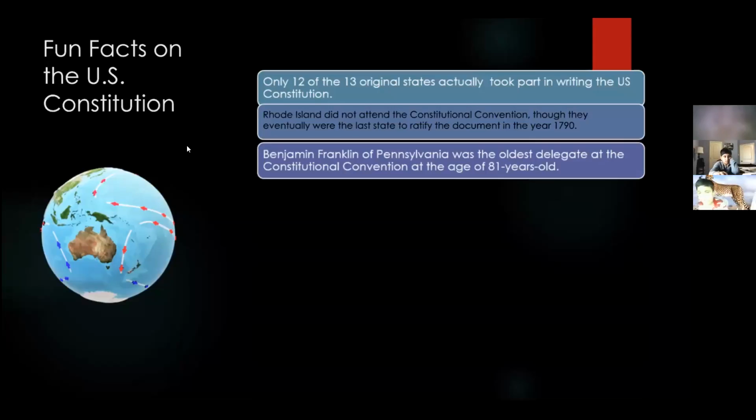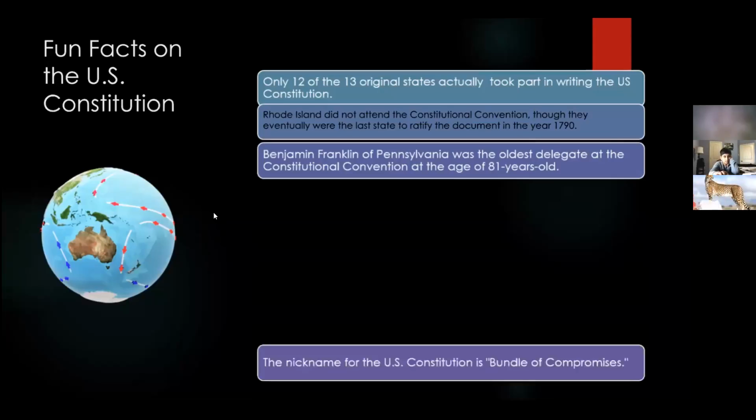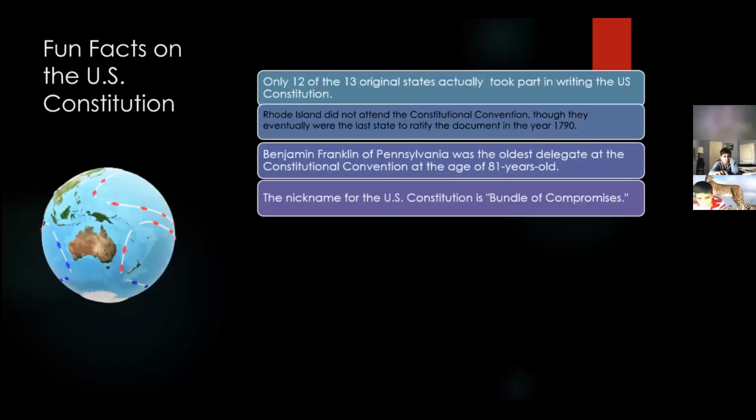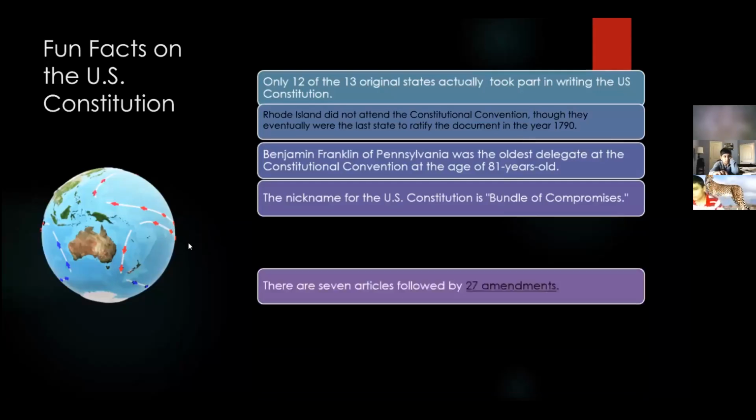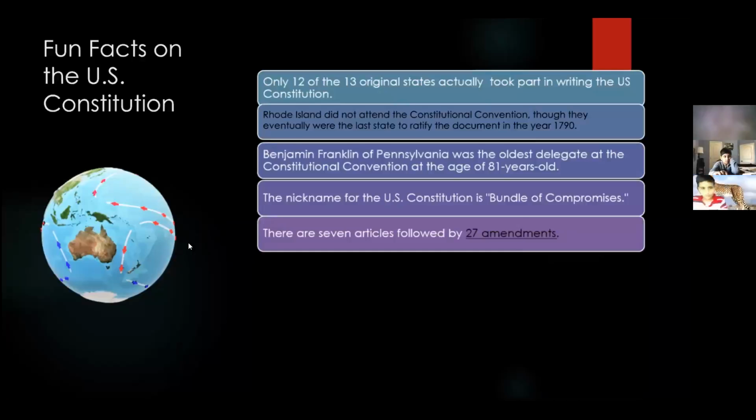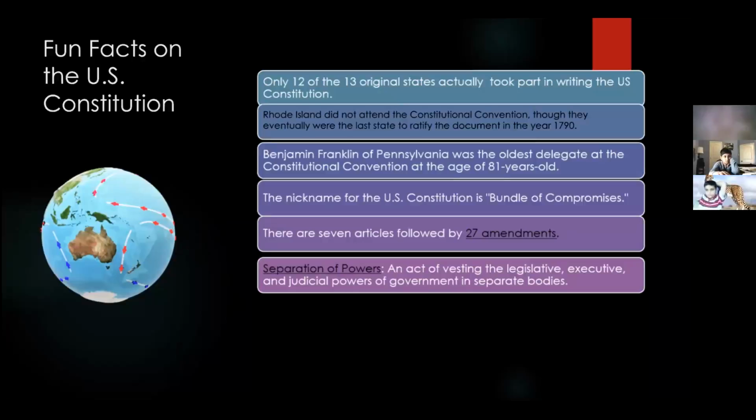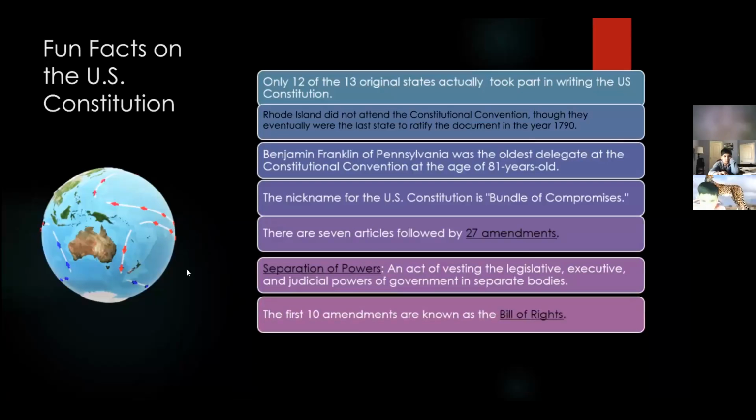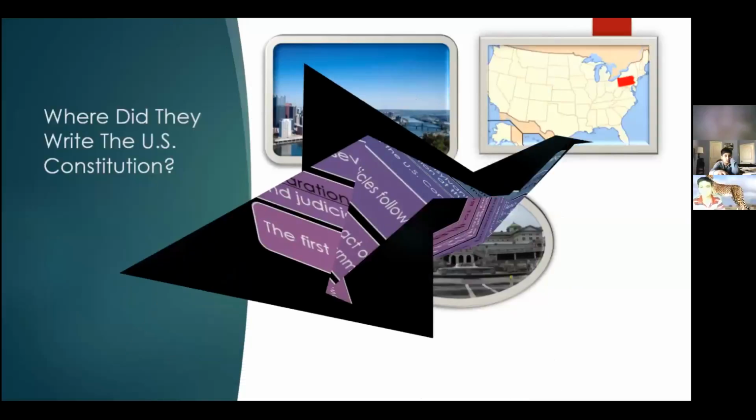Benjamin Franklin of Pennsylvania was the oldest delegate at the Constitutional Convention at the age of 81 years old. The nickname for the U.S. Constitution is Bundle of Compromises. There are 7 articles followed by 27 amendments. Separation of powers, an act of vesting the legislative, executive, and judicial powers of government in separate bodies. And the first 10 amendments are known as the Bill of Rights.